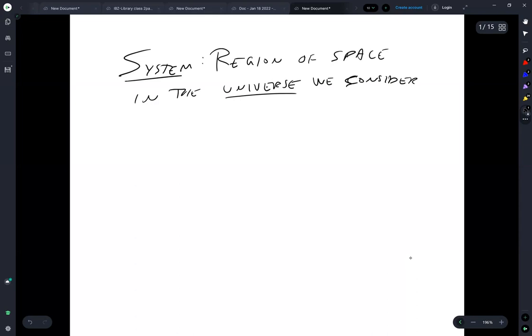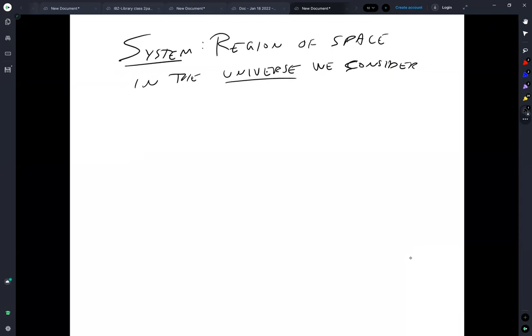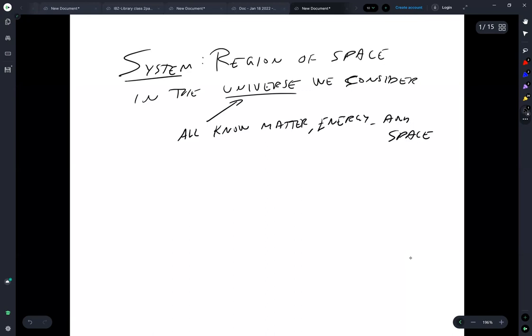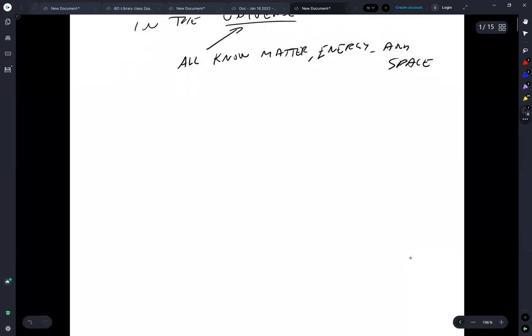And universe, by that, we mean all known matter, energy, and space. All right, so we're going to start out with a universe, and then within that universe, we're going to define a subset of space that is our system.